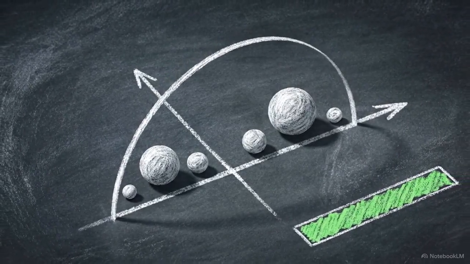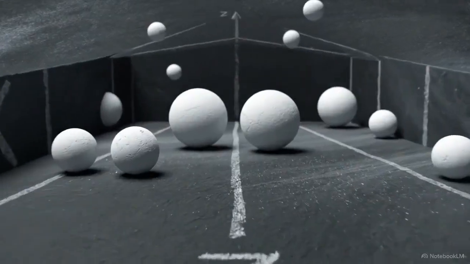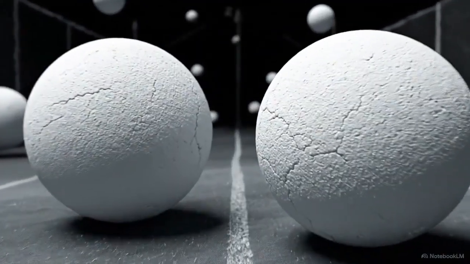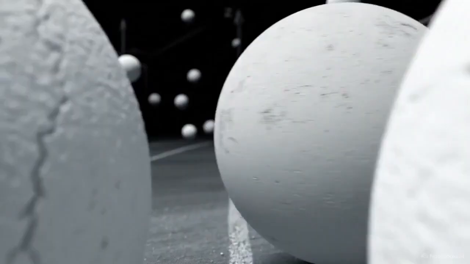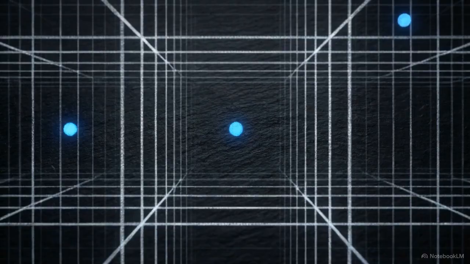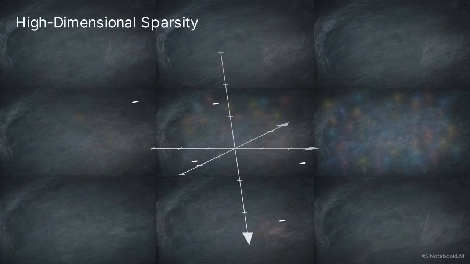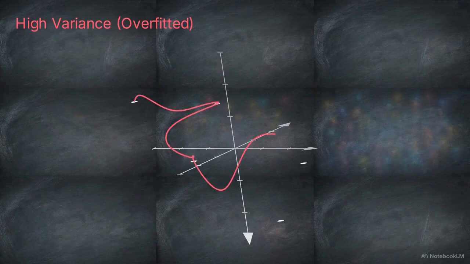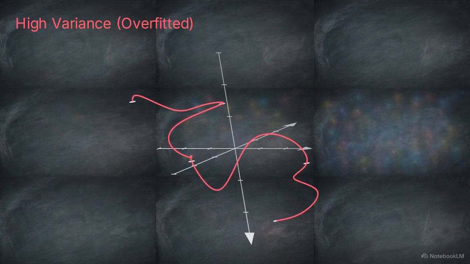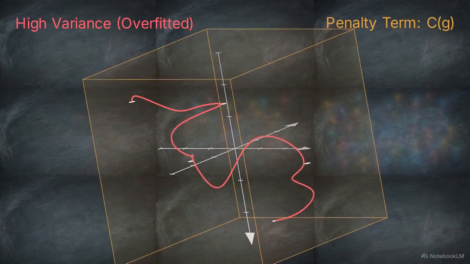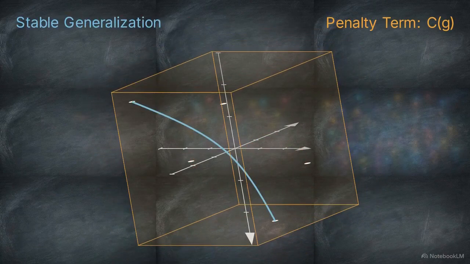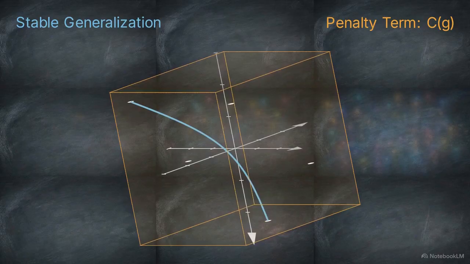rigid enough to generalize. Simple 2D coordinates rarely reflect modern data reality. Input feature vectors often possess hundreds or thousands of dimensions. This leads to the curse of dimensionality. As dimensions increase, data points become increasingly sparse, leaving vast distances between examples. This sparsity causes variance to spike, as the learning algorithm struggles to connect these distant points without creating an overly complex function. In high-dimensional spaces, the penalty term C of G provides the constraints necessary to keep the algorithm's prediction stable.